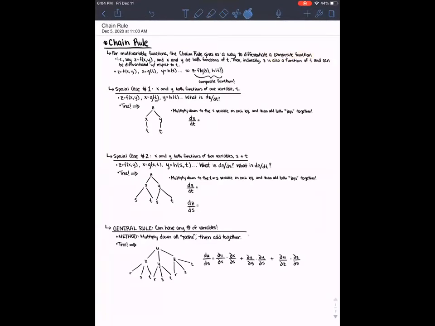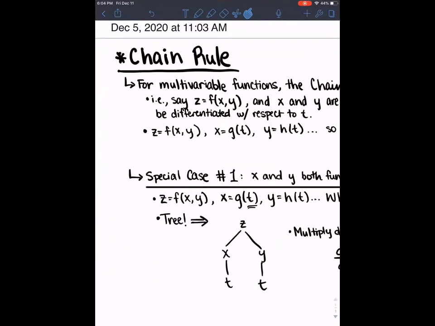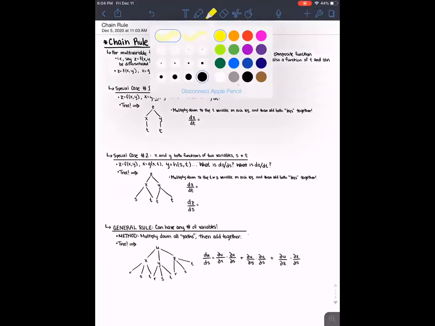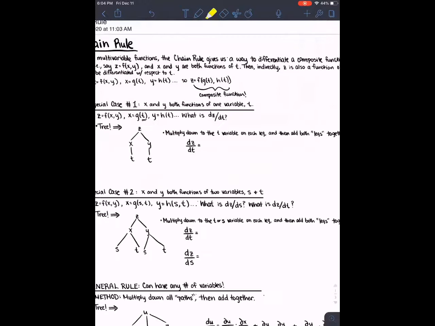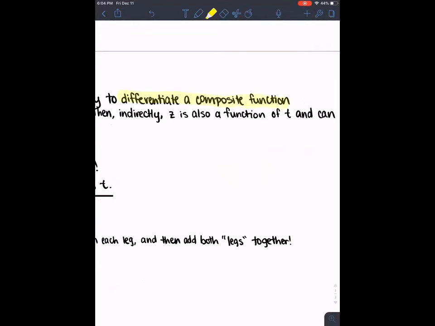All right. Hi, everyone. My name is Alina, and I'm going to be walking through a review of the chain rule. So I'm going to start with the definition, and that is that for multivariable functions, the chain rule gives us a way to differentiate a composite function.